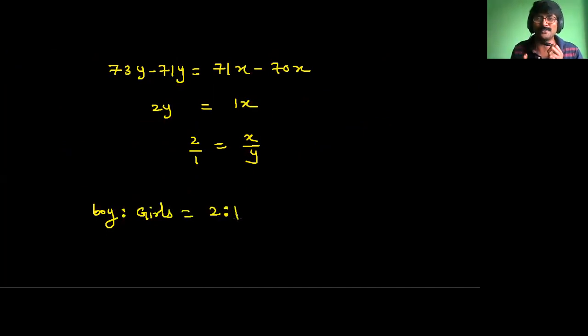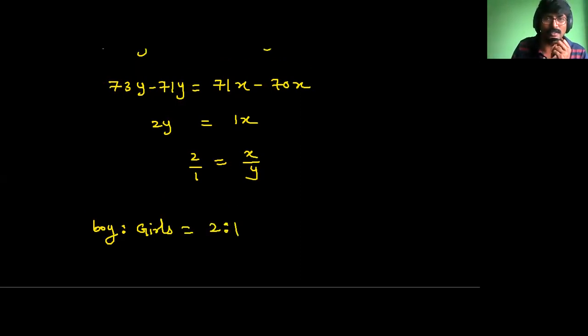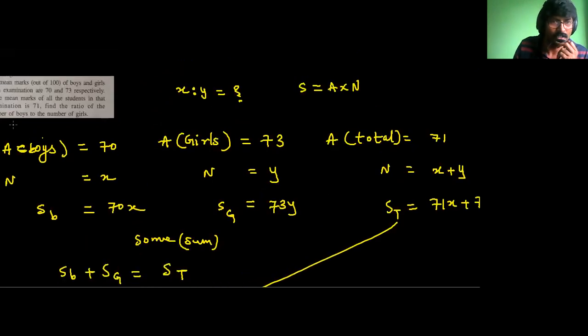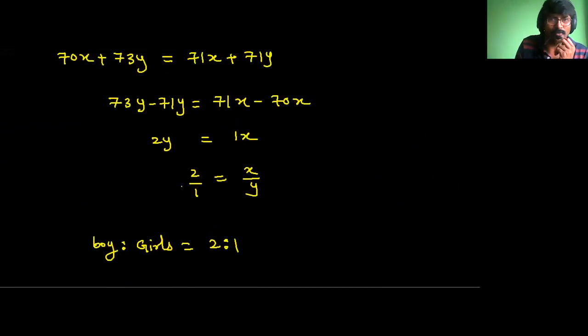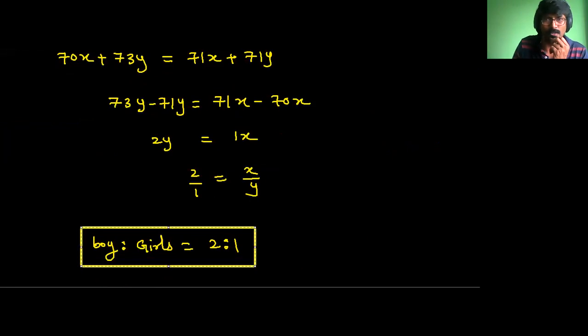I hope, students, you understood this perfectly. What we are supposed to figure out is the ratio of the number of boys to the number of girls. The ratio of the number of boys to the number of girls is 2 is to 1. You do not have to calculate exactly the number of boys and the number of girls. You just find the ratio. I hope you understood, and that's your final answer.